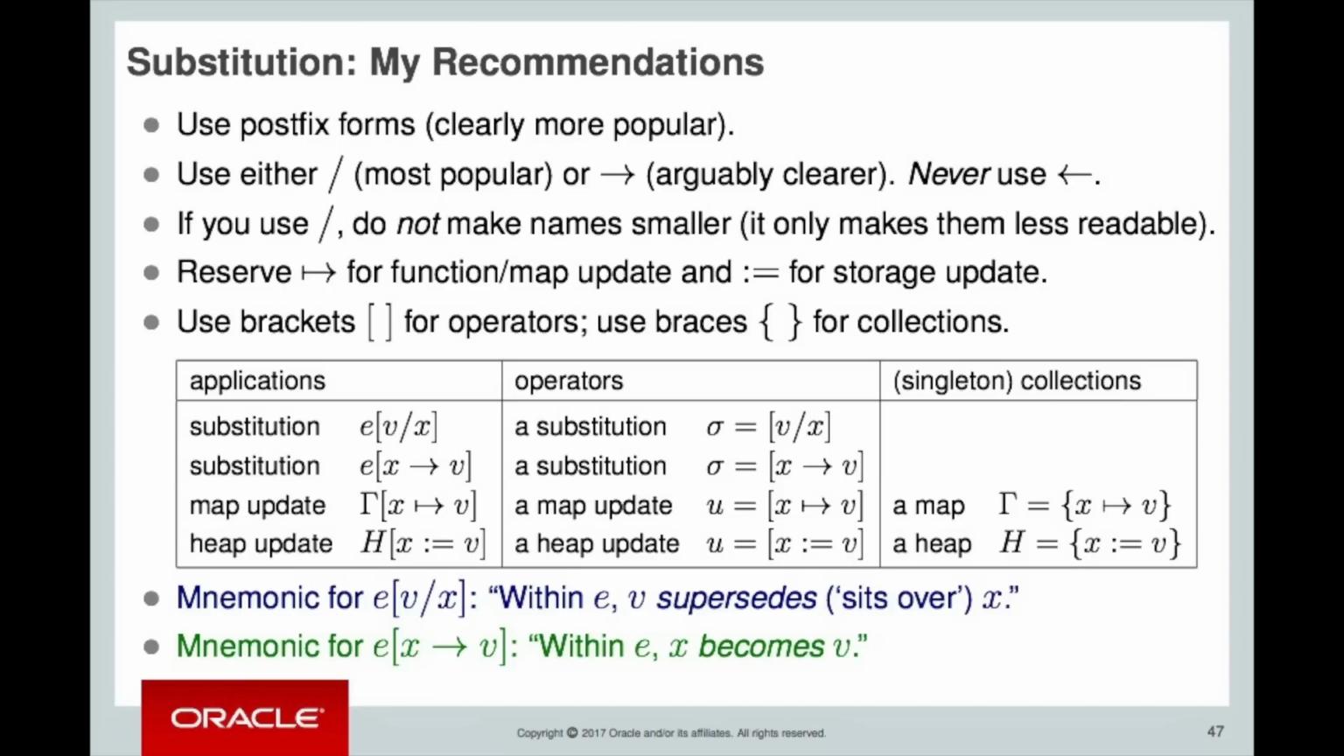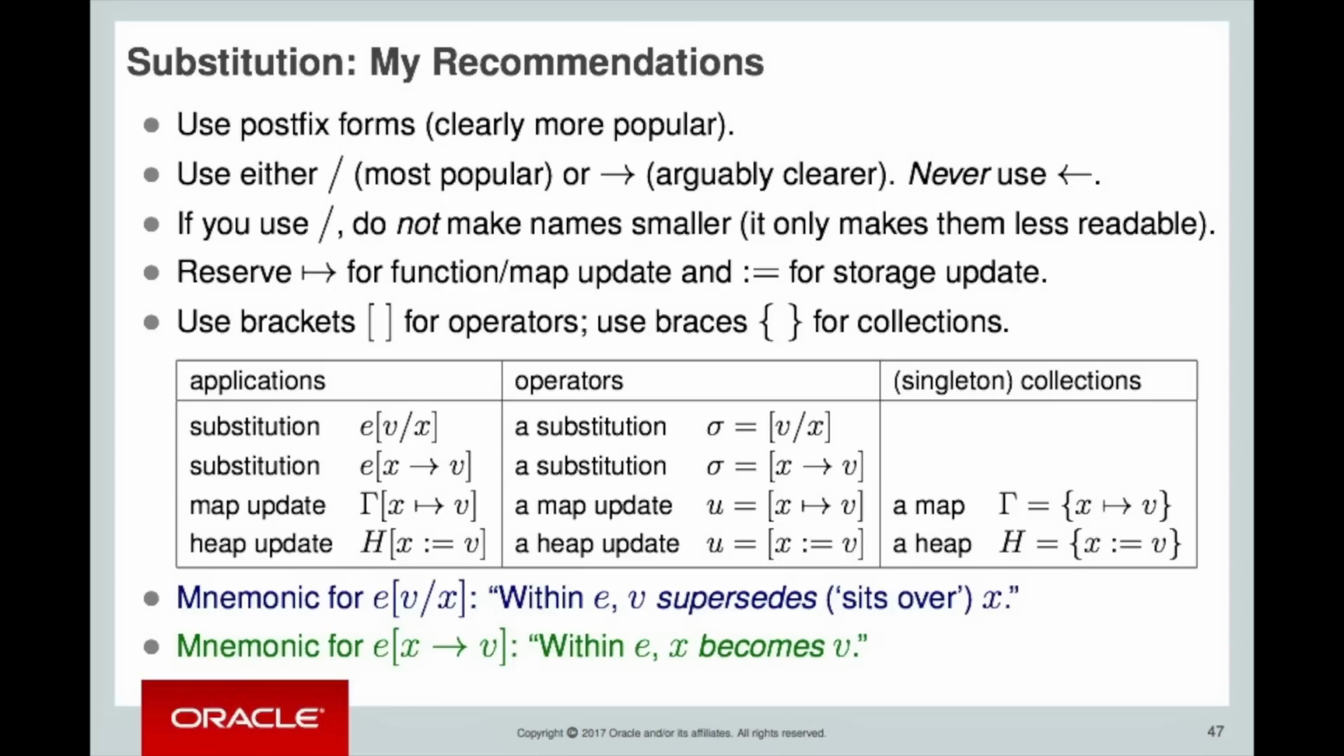And I suggest making a distinction between brackets and braces. I suggest using brackets for operators and braces for collections. So in the first column of this chart, I show applications. And I use square brackets for substitution, square brackets for map update, square brackets for heap update. And if I'm not actually applying it, we just want a bare operator that I can give a name by using a symbol. Then I can say a substitution sigma equals v/x in brackets, or a map update u x maps to v in brackets. But if I've got a collection, if I'm describing a data structure, I intend to use braces from now on. We'll see whether it catches on.